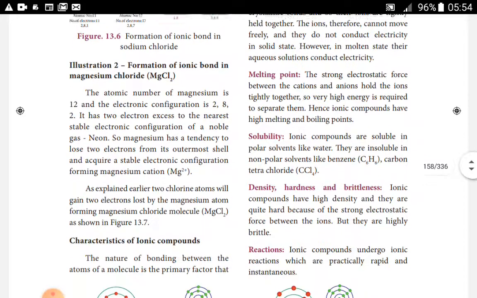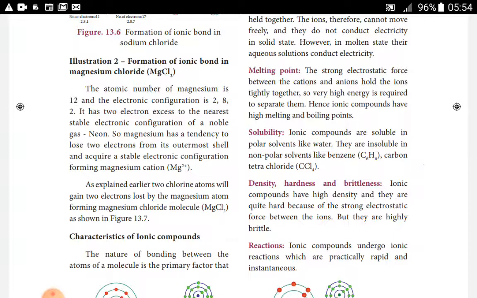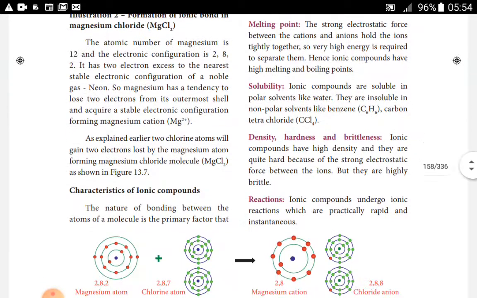magnesium atomic number 12. So 12 means a configuration 2, 8, 2. It has 2 electrons in excess compared to the octet structure, the nearest noble gas, neon. So magnesium has the tendency to donate, lose electrons. So magnesium donates 2 electrons to the combining atom, and by that it is going to be a positively charged magnesium cation, Mg2+.